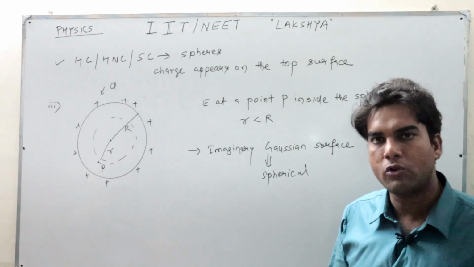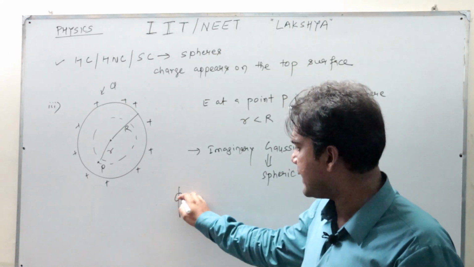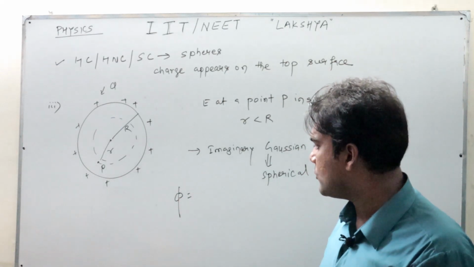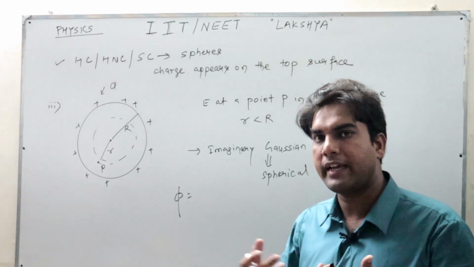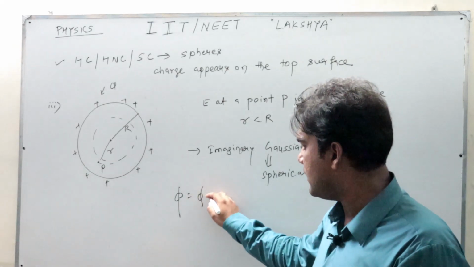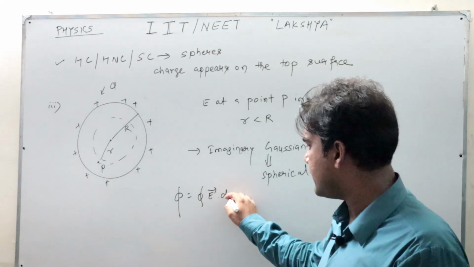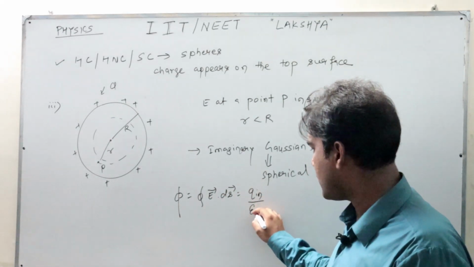So what to do here? Let us apply Gauss law. So Gauss law says that net flux phi is equal to, what do you mean by flux? The number of field lines crossing an area perpendicularly. Flux is equal to integral E dot ds, which is equal to q in by epsilon naught.